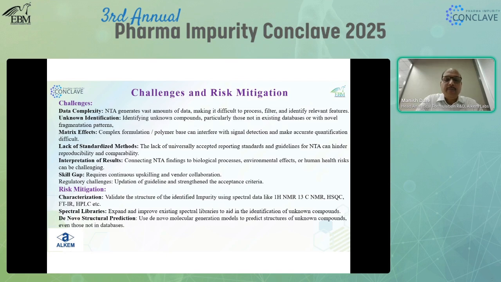And sometimes the mass information and the mass technique may not work if we use a complex formulation where a polymer is used in the formulation. So we are facing a lot of challenges to get the proper mass in polymer samples if they are used in the formulation. And there is a lack of standardized methods. As I said, in industries, if you want to identify an unknown impurity, there is no database available from any specific regulatory guideline or any pharmacopoeia methods available to identify this NTA.